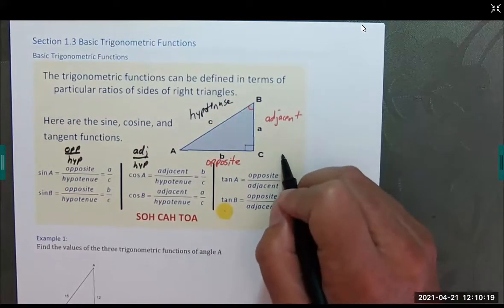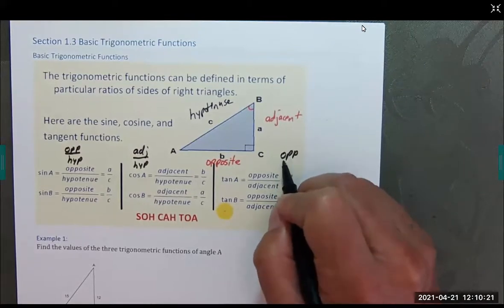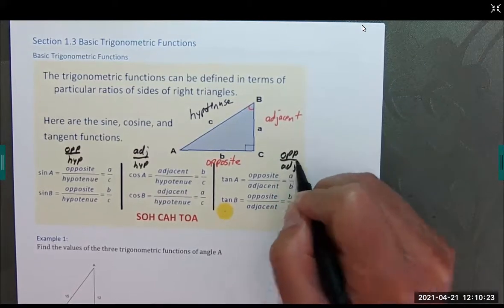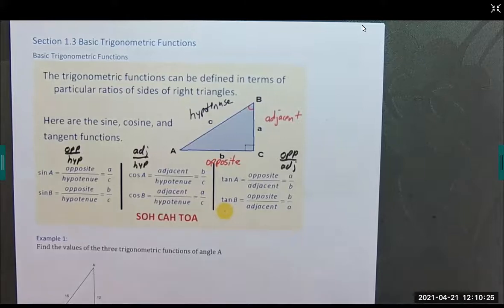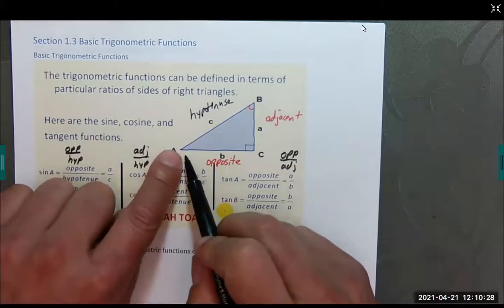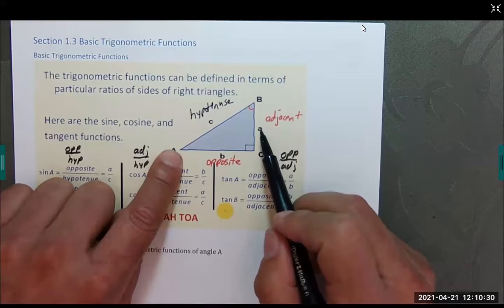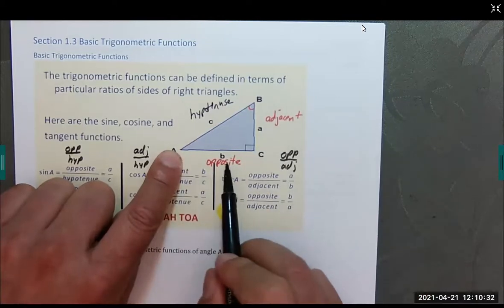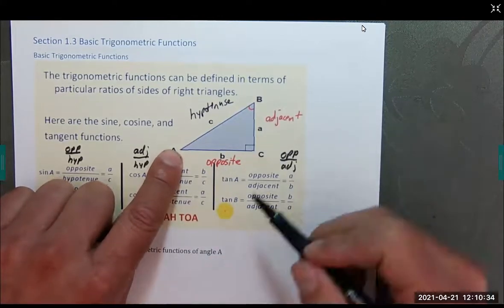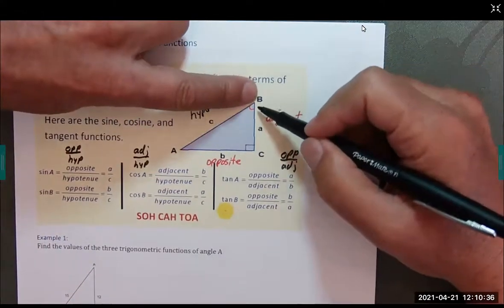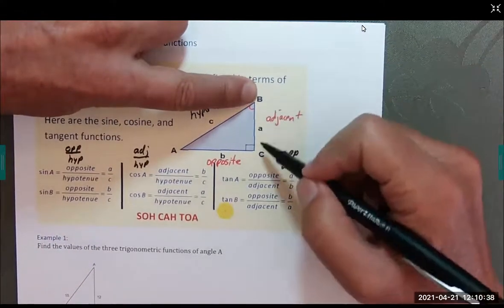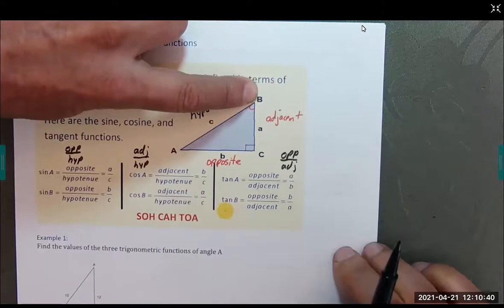Tangent is the opposite over the adjacent. And so relative to angle A, the opposite is A, lowercase a, over the adjacent, which is B, so it's A over B. Now relative to angle B, when I'm up here, the opposite is B over the adjacent A. And you can see they're backwards.